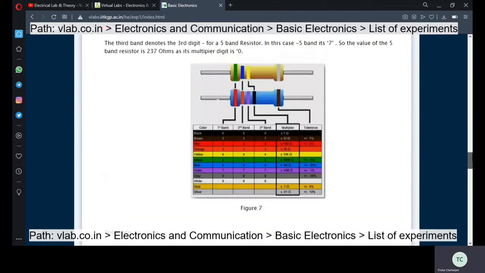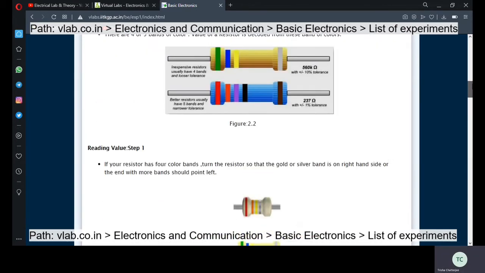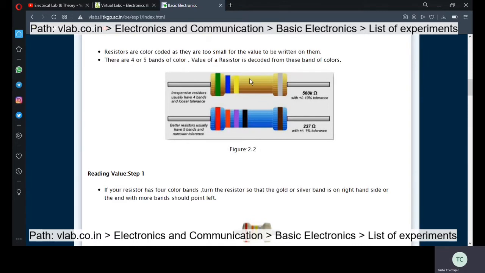Okay. So now coming to how to read, right? You will be given this type of resistors. You can see in this figure 2.2. So for 4-band resistors, the first 2 bands will be our digits, the third band will be our multiplier, and the last band is always tolerance. For a 5-band resistor, the first 3 bands will be our digit bands, the fourth one will be our multiplier, and the last band will be our tolerance.